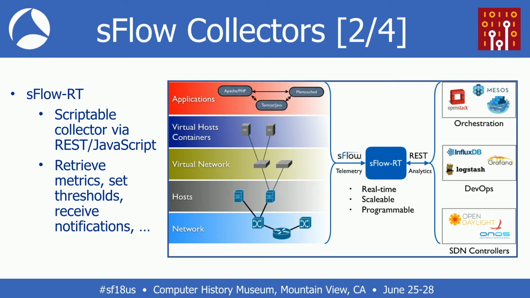For example, you can inject a BGP black hole if you see that there is anomalous traffic received via sFlow. Or you can insert metrics in a time series database such as InfluxDB. So it's scriptable. You have a JavaScript engine that you can script to create your own actions depending on the type of traffic that you receive.